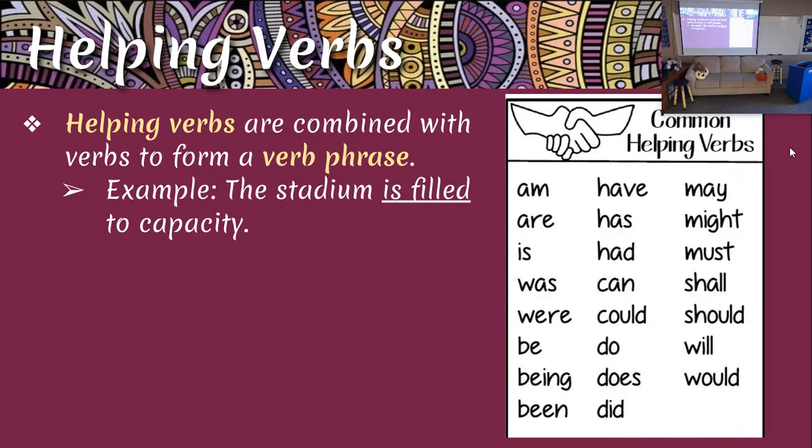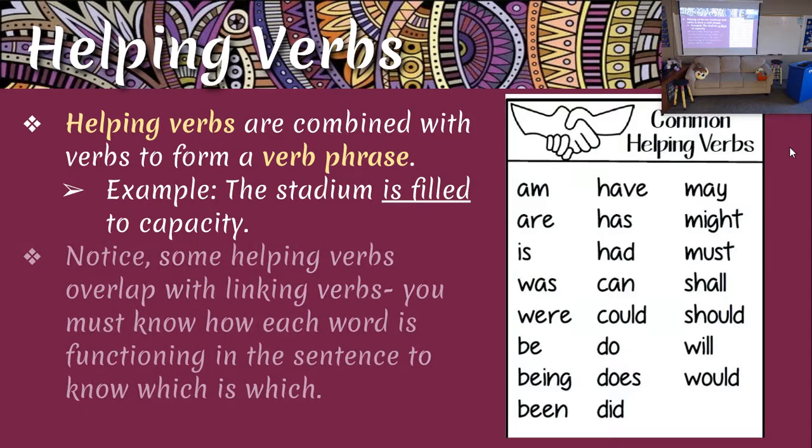So here's an example of what that might look like. The stadium is filled to capacity. Okay, is in this sentence is our helping verb. Filled is an action verb. So the helping verb linked up with this action verb to form the verb phrase. You guys all see that?